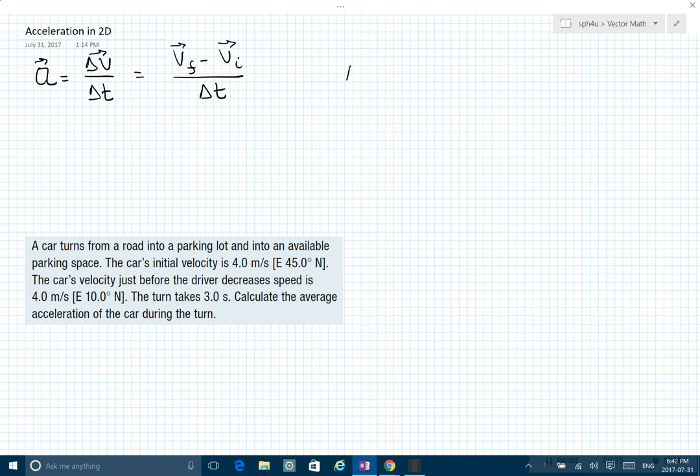So pretty much, first step, we have to find delta v, which is vf plus the opposite of vi. And then step two is dividing by delta t, whatever that is. All right.